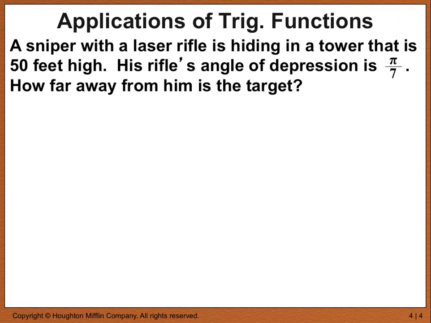Alright, another one. A sniper with a laser rifle is hiding in a tower that is 50 feet high. His rifle's angle of depression is pi/7. How far away from him is the target? Alright, a couple things before you start this. First of all, notice that the angle is in radians. There are two clues that you're dealing with radians.